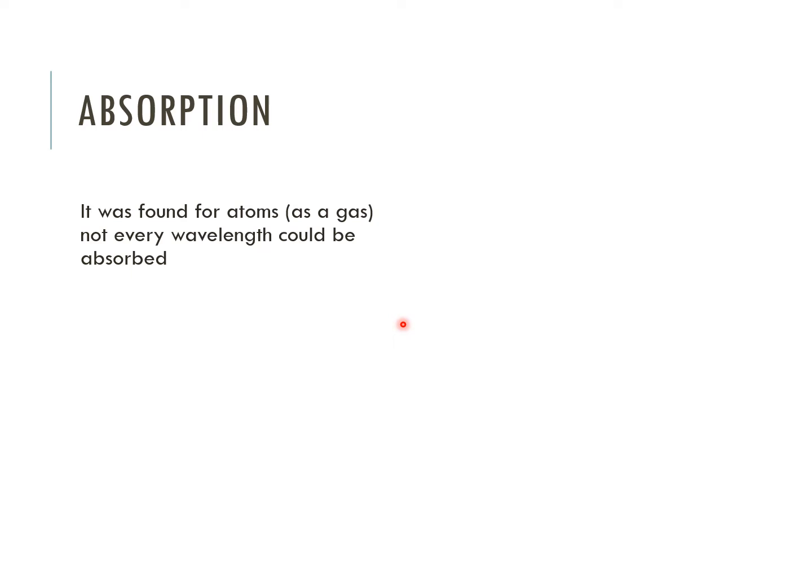While they were still trying to figure out how to describe this new behavior, they took some atoms as a gas, put them into a couple of different contraptions, and shot some light at them. This light had specific wavelengths, and they found out that not every wavelength could be absorbed by this gas.